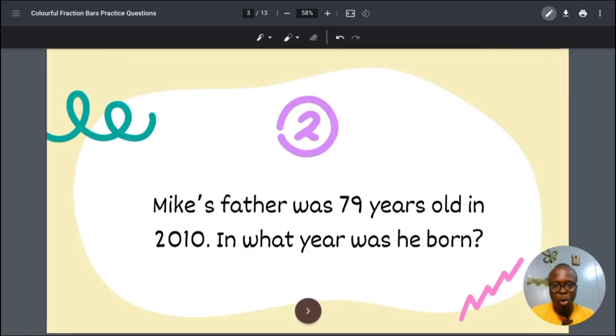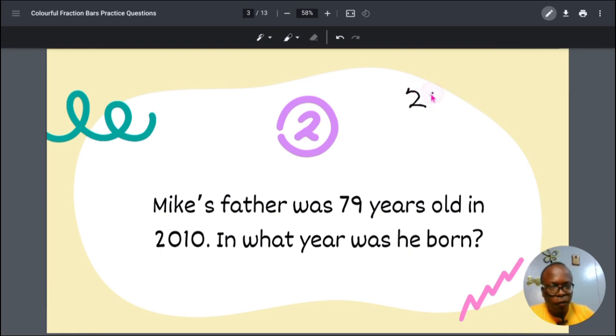Alright, let's go to number 2. Mike's father was 79 years old in 2010. In what year was he born? So if you are 10 years old now in 2024, that means that you were probably born in 2014. That is 2024 minus your age. You land at the year where you were born. And this is the same thing we are going to do to this man's age.